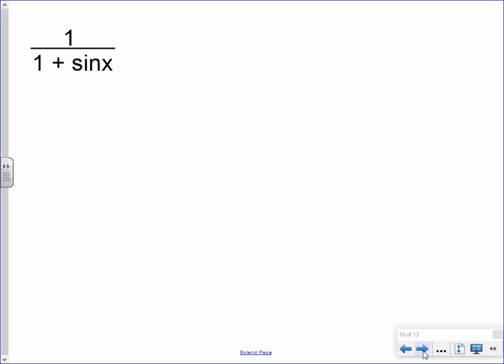Now, when we have a denominator like this, 1 plus sine of x, a strategy that we have, and we'll talk about this strategy again on Monday, is that we can always multiply numerator and denominator by a conjugate. Do you remember what a conjugate is? If this is 1 plus sine of x, its conjugate would be 1 minus sine of x. So we're going to multiply by the conjugate of the denominator.